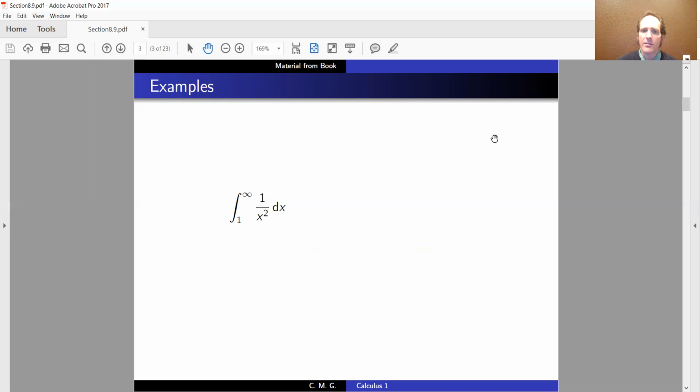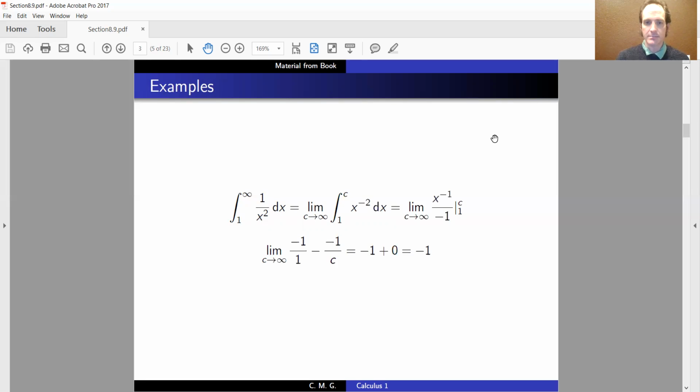So let's do an example of this. I have the integral of 1 over x squared between 1 and infinity. So I turn this into the limit as c goes to infinity of the integral from 1 to c of x to the minus 2. I just turn that 1 over x squared into x to the minus 2. Now I do the antiderivative. The antiderivative of x to the minus 2 is negative x to the minus 1, so negative 1 over x, and I evaluate that between 1 and c. I plug in the upper limit of c, and I have these backwards, so this should be negative 1 over c, and negative 1 over 1 as the lower limit.